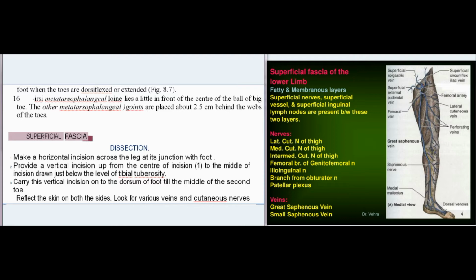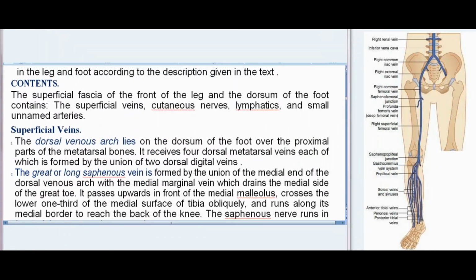Superficial fascia dissection. Make a horizontal incision across the leg at its junction with the foot. Make a vertical incision up from the center of incision 1 to the middle of the incision drawn just below the level of the tibial tuberosity. Carry this vertical incision onto the dorsum of the foot till the middle of the second toe. Reflect the skin on both sides. Look for various veins and cutaneous nerves in the leg and foot according to the description given in the text.